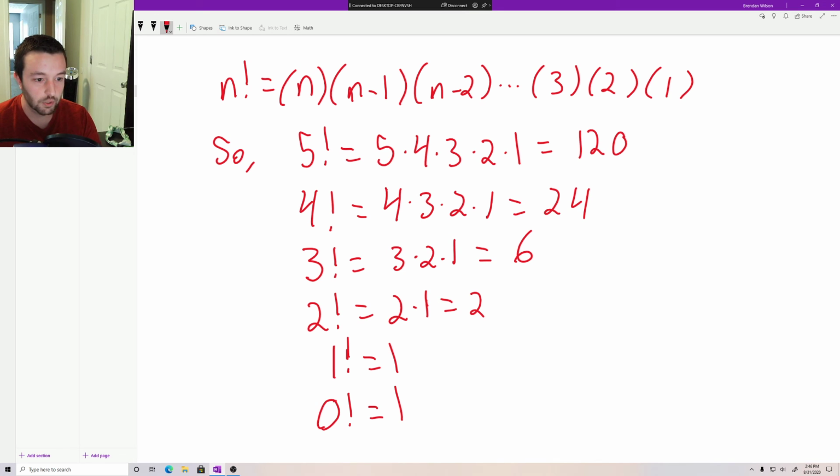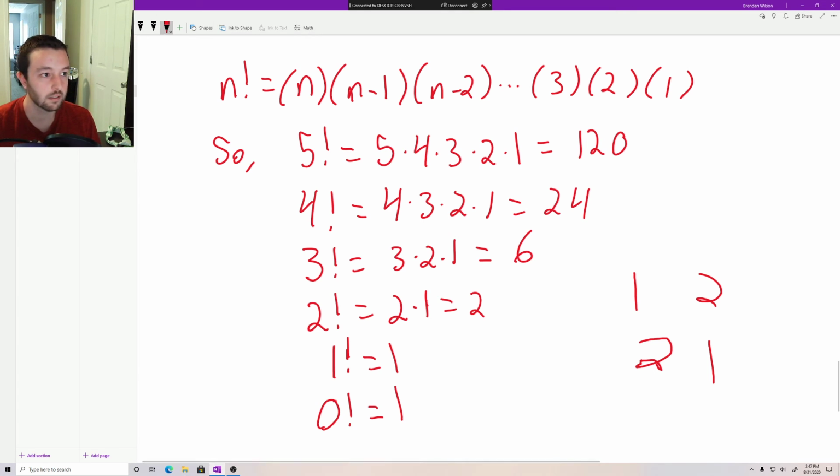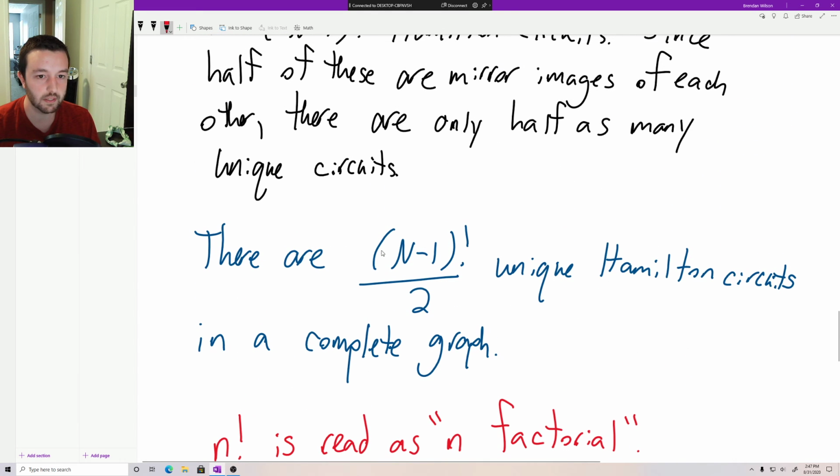And what the factorial tells you is how many different ways you can arrange that number of objects. So if we have 3 objects, there's 6 different ways we can arrange them. If we have 2 objects, there's 2 different ways we can arrange them, right? You have 1, 2, or you could do 2, 1. So this is the information it's telling us. So naturally it would come up here because we're talking about how many different ways we can arrange the vertices, essentially.